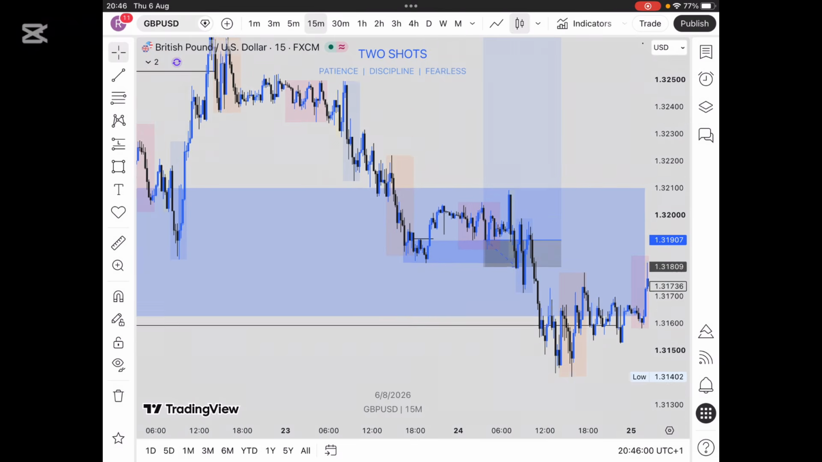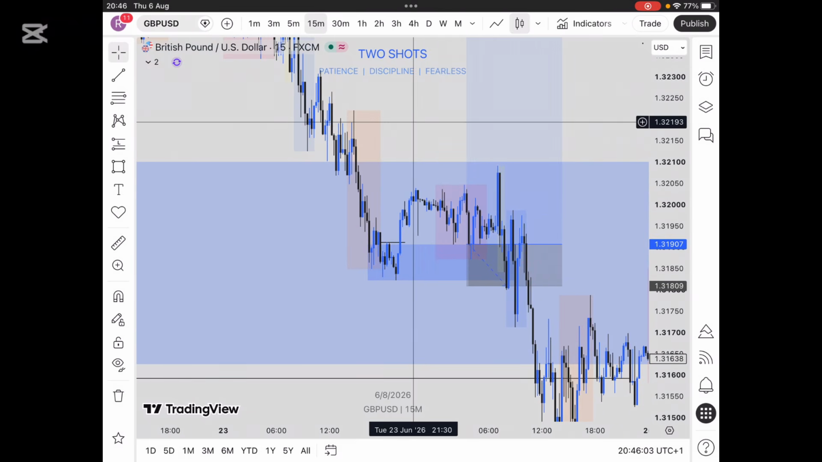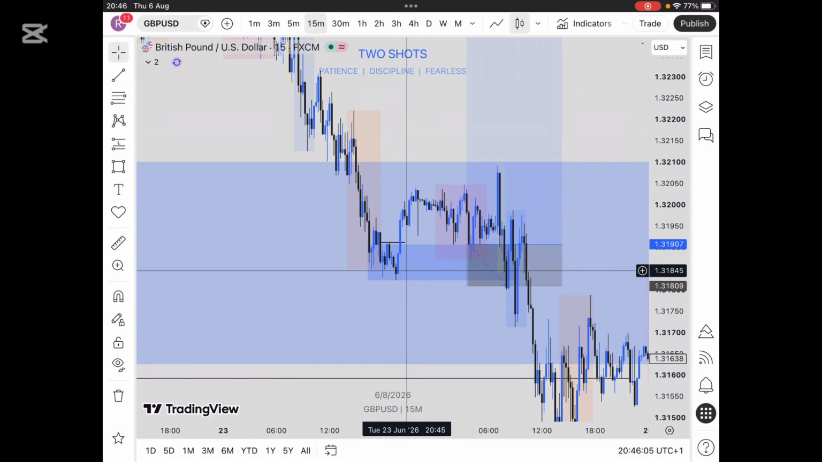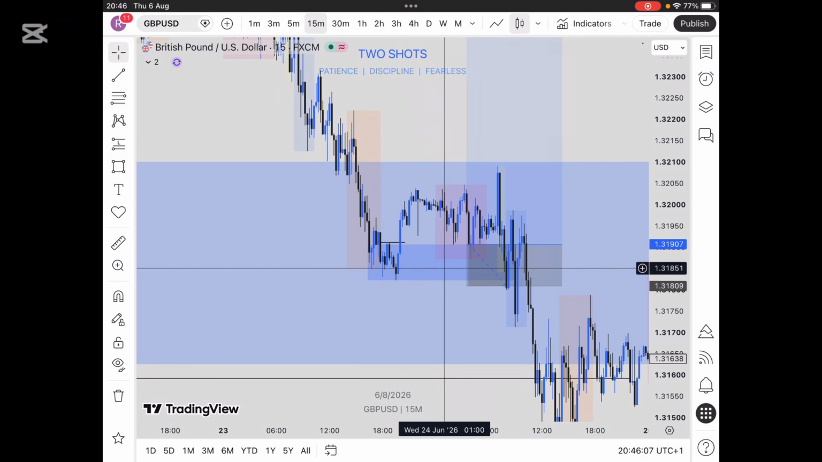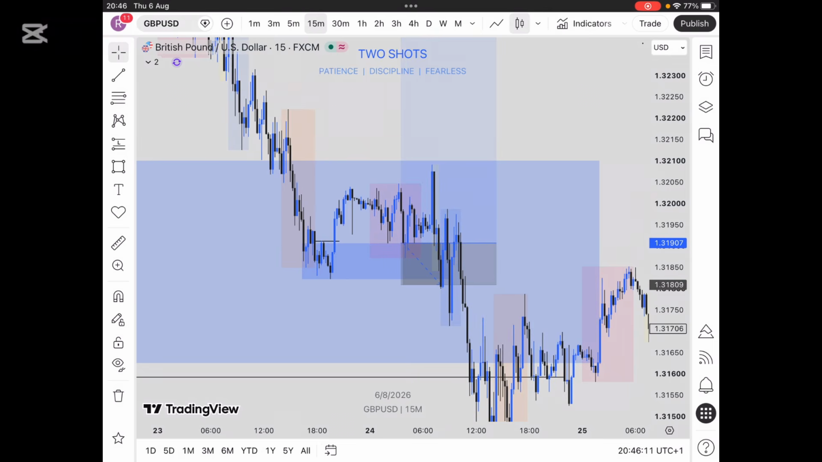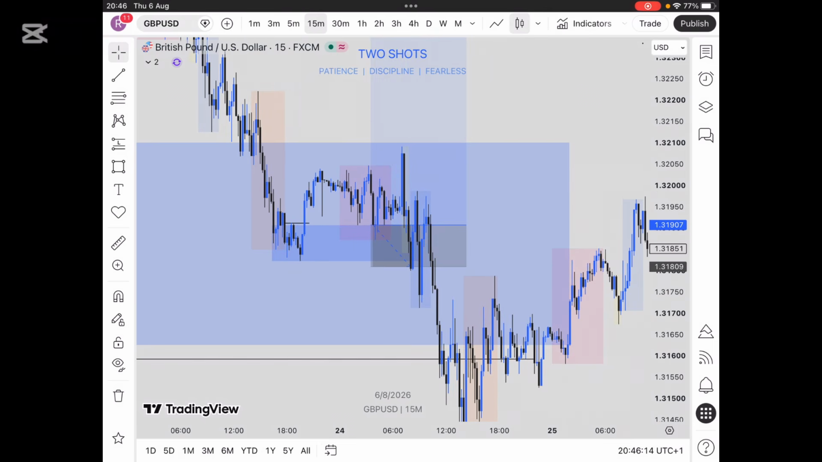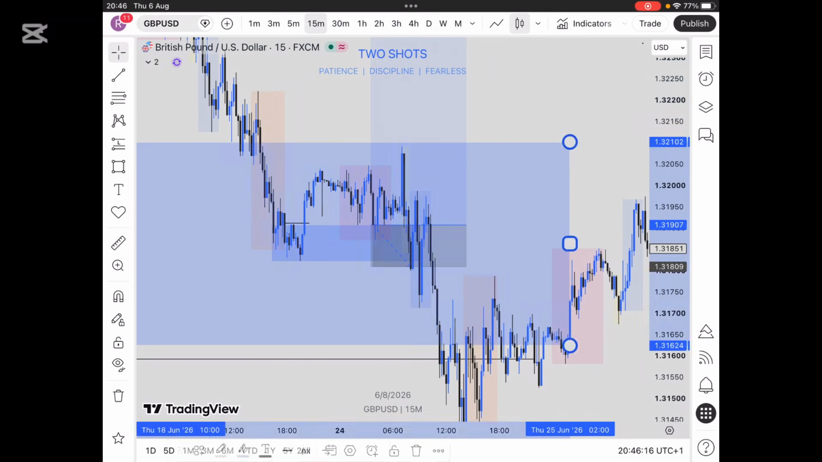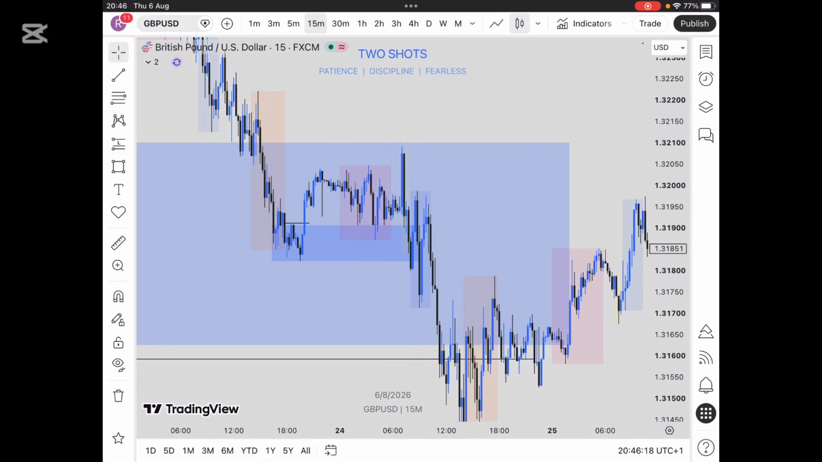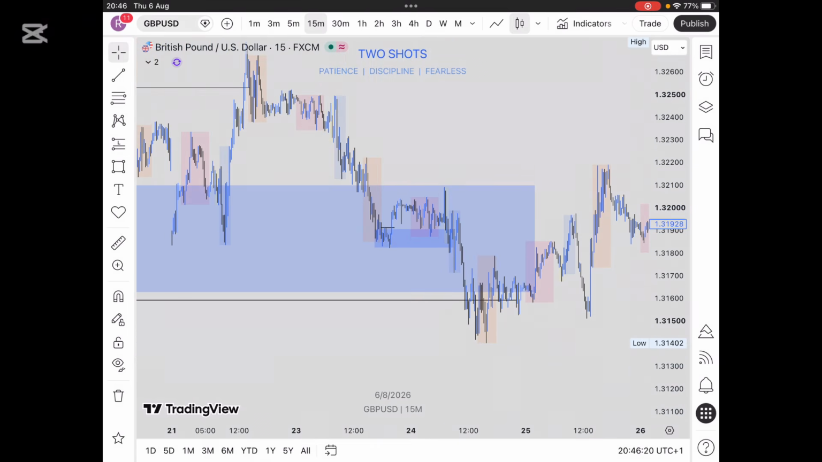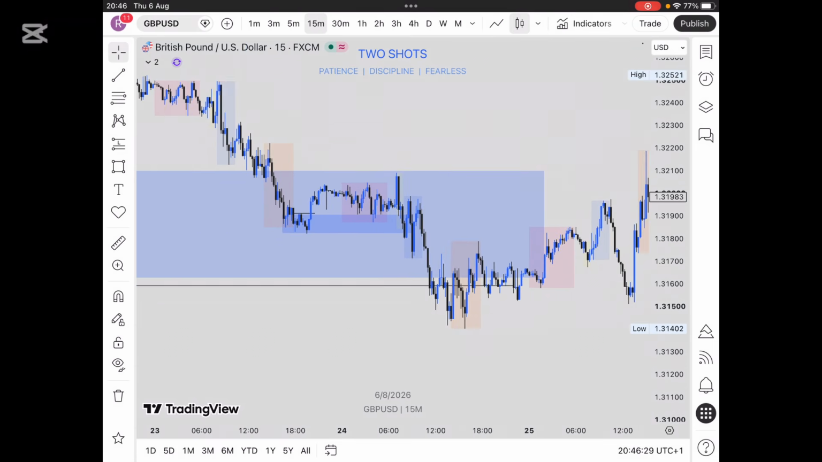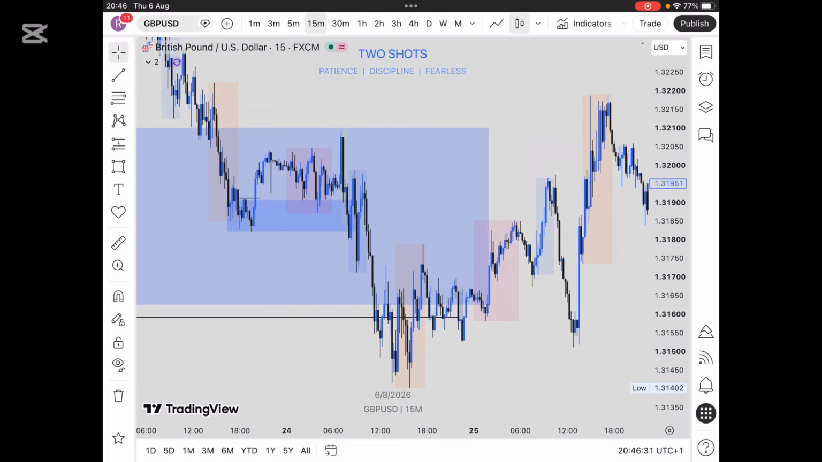But if this had appeared during my key window, during the time that I like taking my trades, then this would have been an L for me. I would have taken the trade and I would have gotten stopped out. So that is the honest truth of the whole thing. I would have taken it if it was during my key trading window, and I would have lost it. But given the time this signal appeared, I would not have taken the trade.